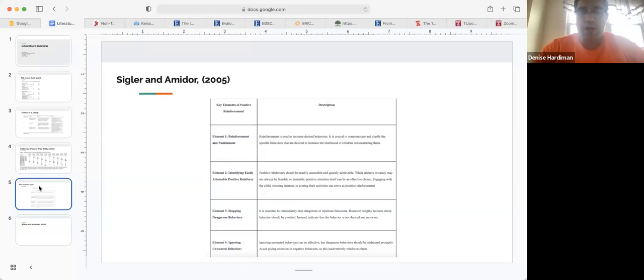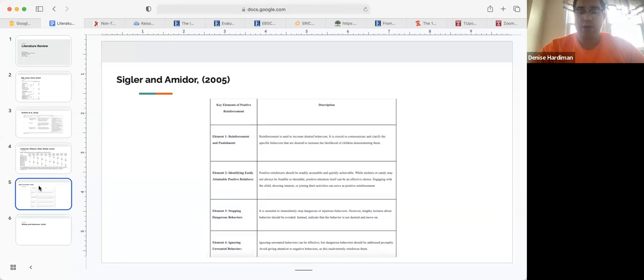Reinforcement is used to increase desired behaviors, and it is crucial to communicate and clarify the specific behaviors that are desired, such as in your classroom rules and expectations starting on day 1 of the school year. Secondly, positive reinforcers should be readily accessible and quickly achievable. For example, if you have a reward system, and you're using class currency as the proposal outlines, you don't want to make your prizes so expensive, quote unquote, that students will not be able to get their rewards.